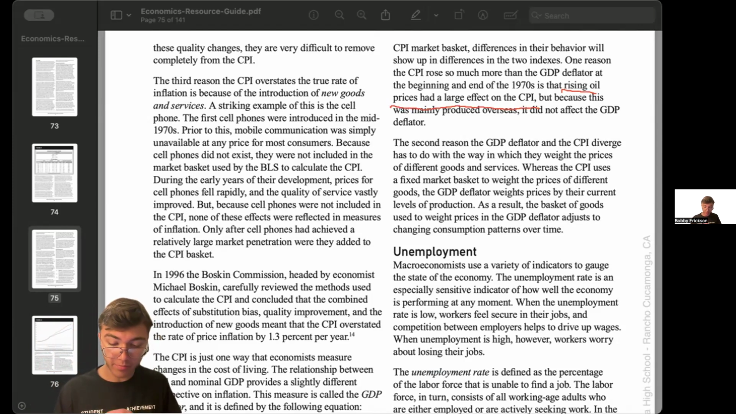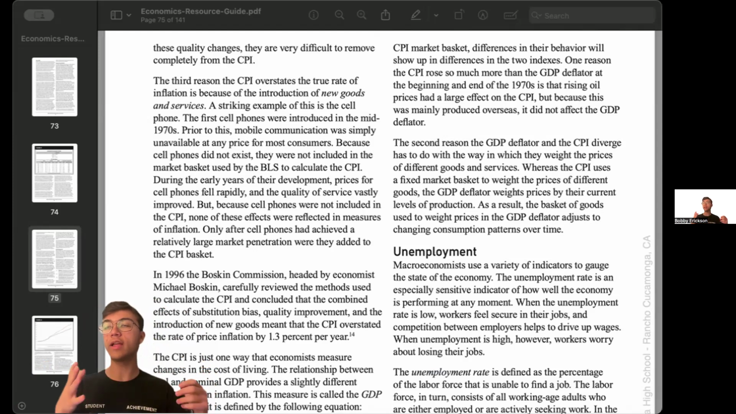But it was mainly produced overseas, and so it did not affect the GDP deflator as much as it did the CPI. And then the next reason why the GDP deflator and CPI diverge is how they weigh the prices of different goods and services. So the CPI uses a fixed market basket, whereas the GDP deflator looks at prices at their current levels of production. So the GDP deflator is looking at the current production.